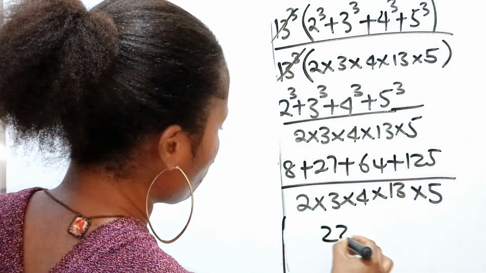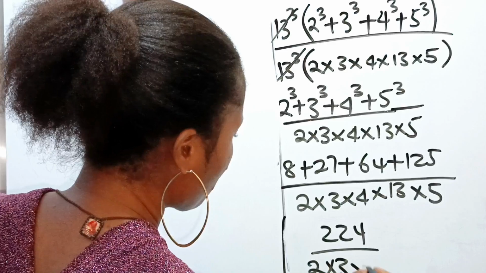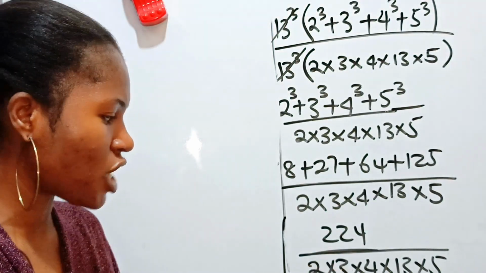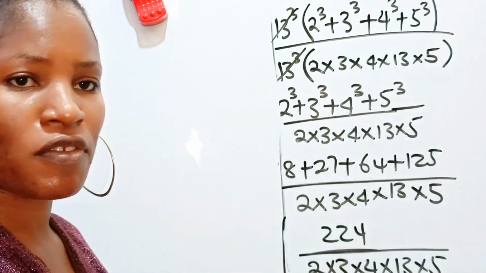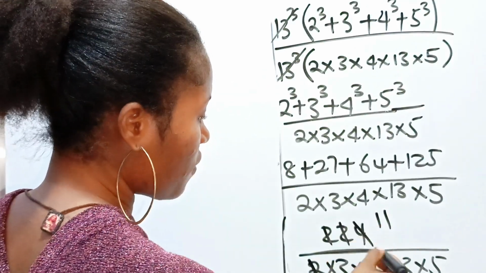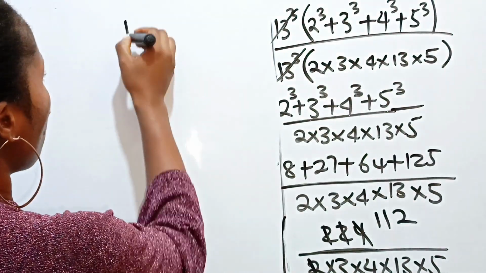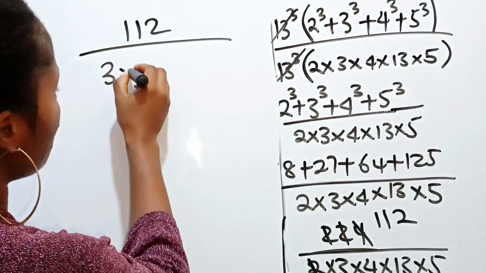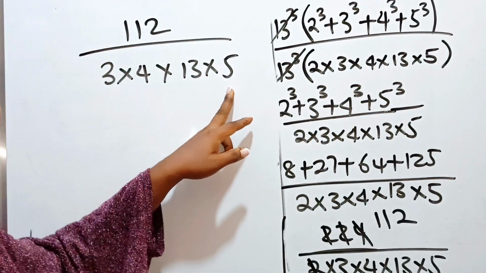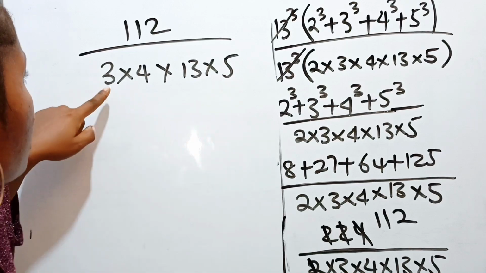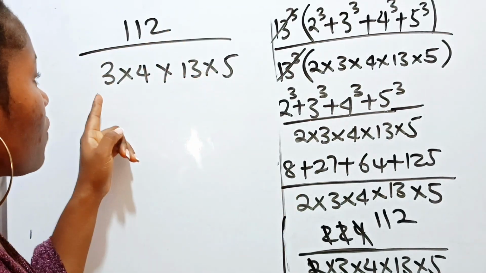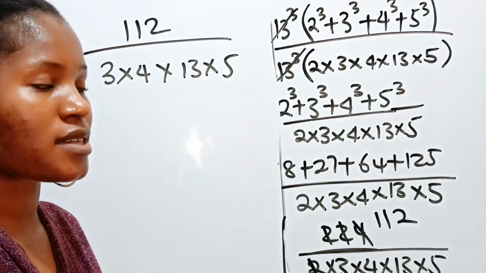So we have 224 divided by 2 multiplied by 3 multiplied by 4 multiplied by 13 multiplied by 5. Now let's check what can divide this. 224 obviously can be divided by 2 because it's an even number. So we now have 112 divided by 3 times 4 times 13 times 5. Obviously this cannot be divided by 5, because it did not end with either 0 or 5. It cannot be divided by 3 because 1 plus 1 is 2, 2 plus 2 is 4, and since 4 is not divisible by 3, this number cannot be divided by 3. It's a divisibility law.